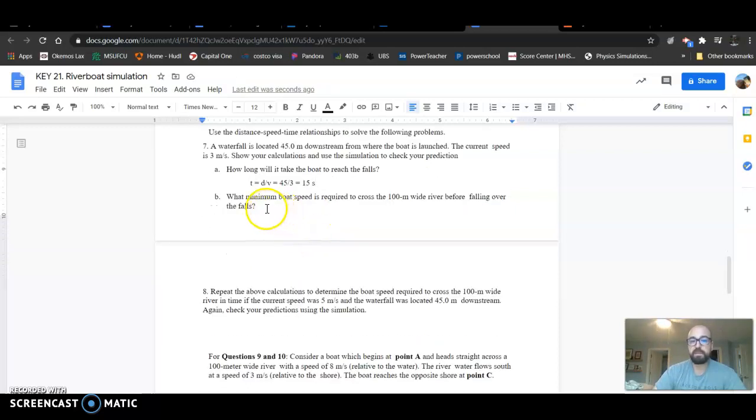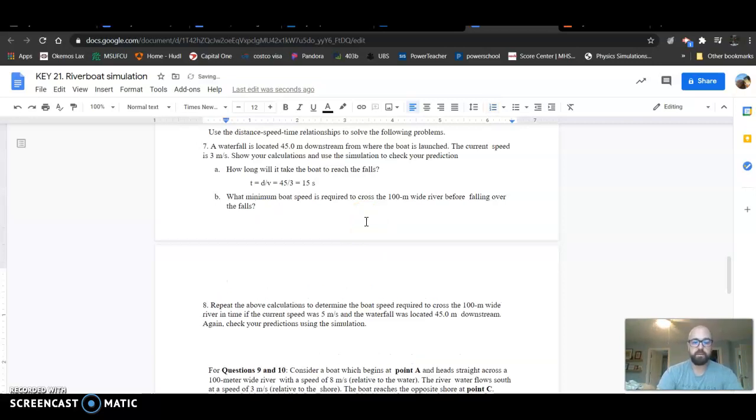What minimum boat speed is required to cross the 100-meter wide river before falling over? So you've got to go 100 meters in 15 seconds. So my velocity is going to equal distance divided by time, which is 100 divided by 15. Let's see, 2 is 30, so 6 is 90. So it's going to be 6.67 meters per second.